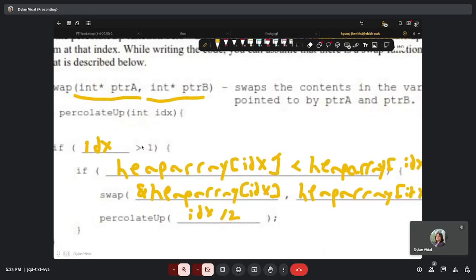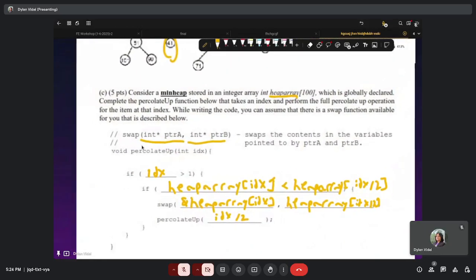Okay. Any other questions? Why is there an ampersand sign in front of the first heap array and swap? I forgot that one. That's my bad. Was that your question? Yeah. Okay. Any other questions?